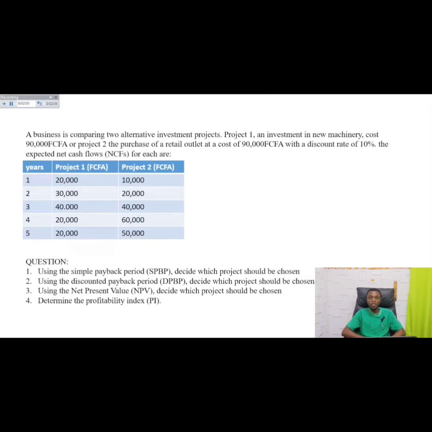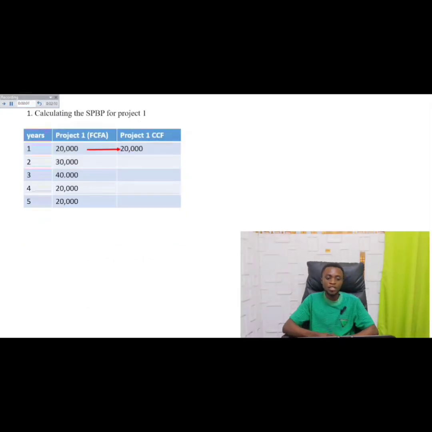So we are going to be dealing with a simple payback period. To calculate a simple payback period, we have to accumulate the cash flow. We are starting with Project 1. We calculate the simple payback period of Project 1 before we calculate the simple payback period of Project 2. With Project 1, the first accumulation for year 1 remains constant, which is 20,000 francs, because there is nothing before year 1.